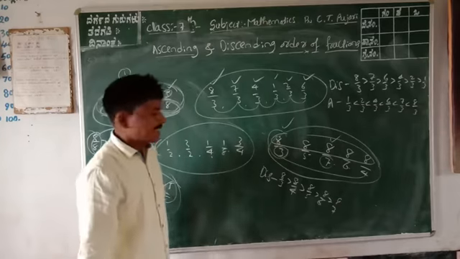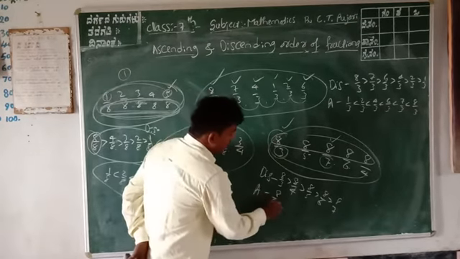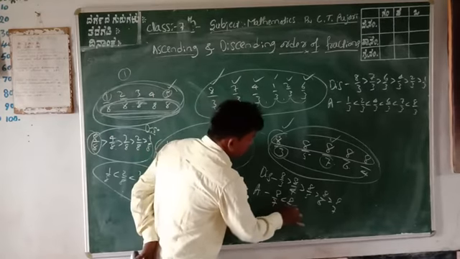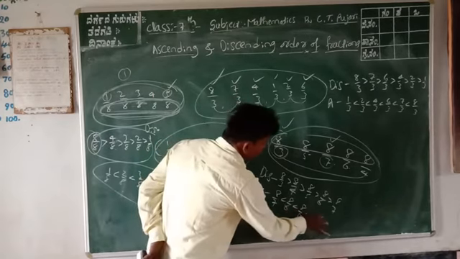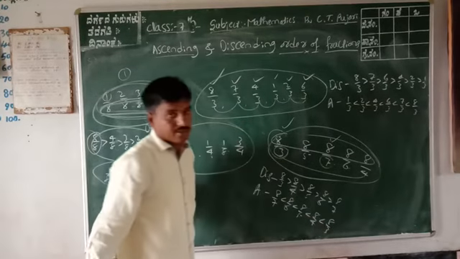This is descending order. Ascending order is the same, just in reverse order. 8 by 7, 8 by 6, 8 by 5, 8 by 4, 8 by 3. This is ascending order. Got it?